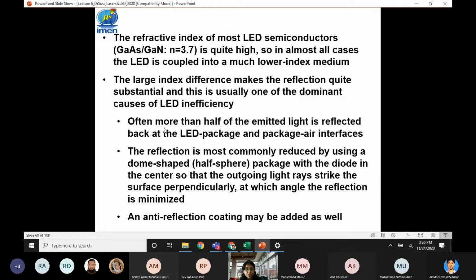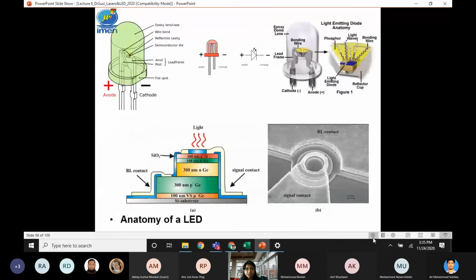And so how do we counter this? Light is reflected back at the LED package and also at the package-air interface. So the reflection is most commonly reduced, and that's why you see the LED has a dome shape. The purpose is to reduce the reflection.